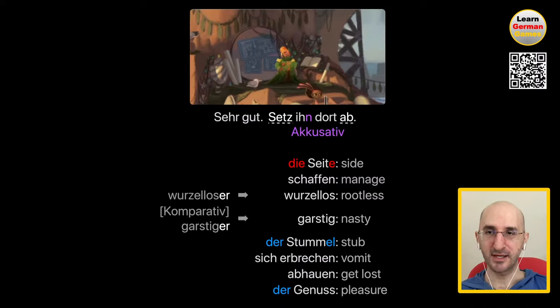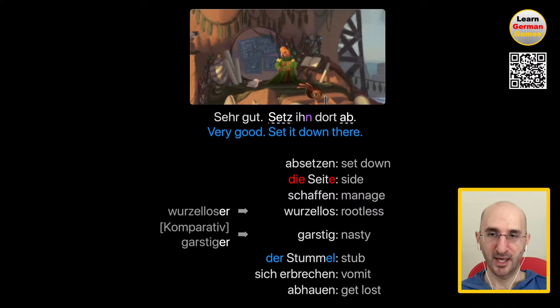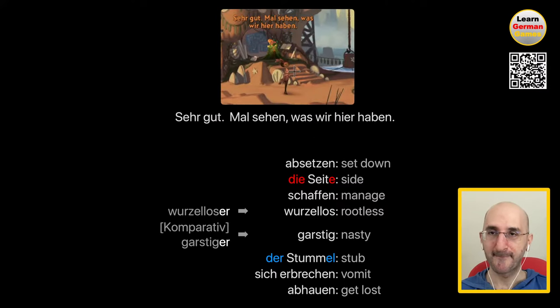Sehr gut. Setz ihn dort ab. The verb here is absetzen. In this case, it means to set somewhere or to set down. As we mentioned in the beginning, the prefix ab gives the meaning of away. So if you have something and you're setting it down, you're putting it away. This is why absetzen means to set something down. Now he said ihn because he's talking about some kind of masculine object. We still don't know what that is. Maybe it's a rock or something, Stein. We're not sure.